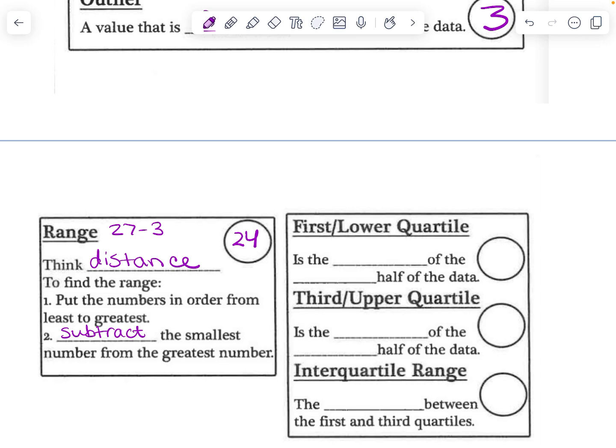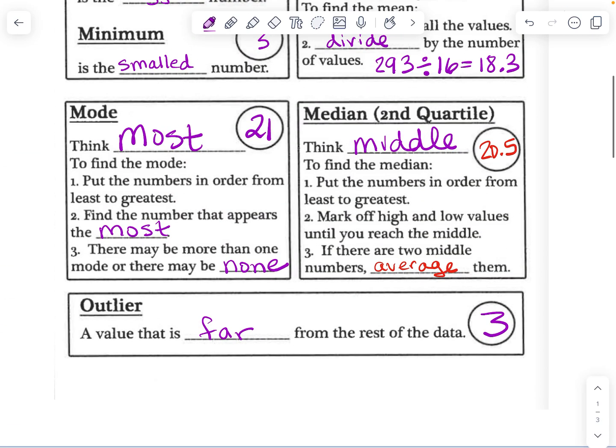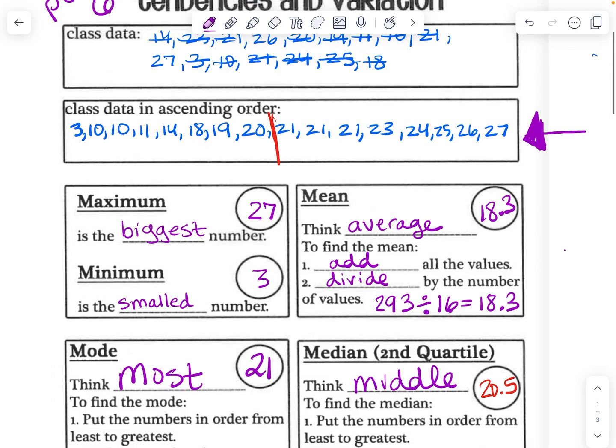Now for the first quartile, sometimes also called the lower quartile, we want to put the numbers in order from least to greatest, and it's going to be the median of the lower half of the data. So let's take a look at our data, which we've already put in ascending order. We had an even number of numbers, so now we have 1, 2, 3, 4, 5, 6, 7, 8 numbers in the lower half, and we want to find the middle.